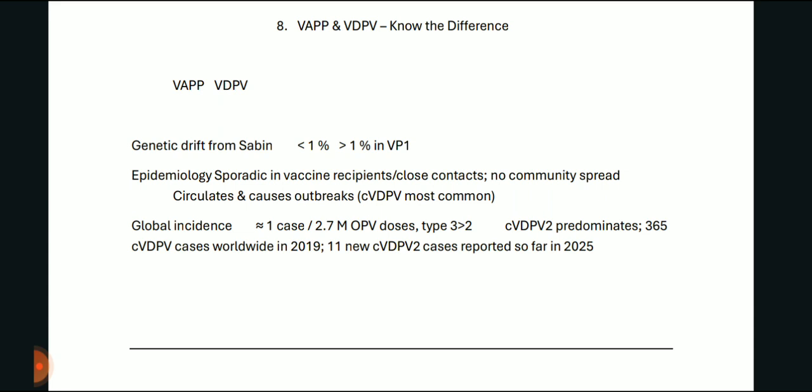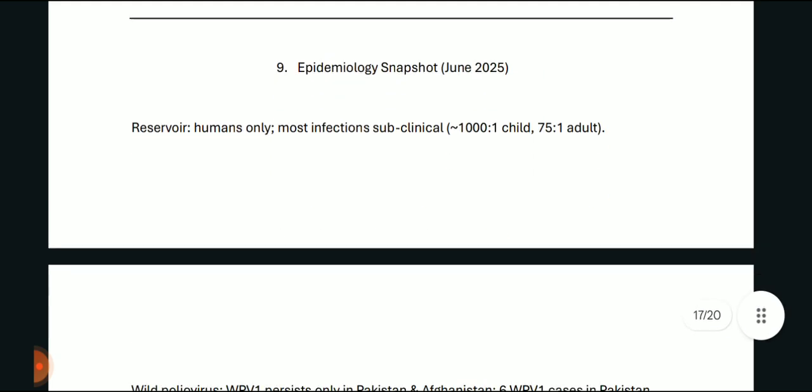365 cVDPV cases worldwide in 2019, 11 cVDPV2 cases reported so far in 2025. Now about epidemiology, as seen from June 2025, the reservoir is human only. Most infectious is the subclinical stage. Okay, 1000 to 1 in a child, 75 to 1 in an adult.